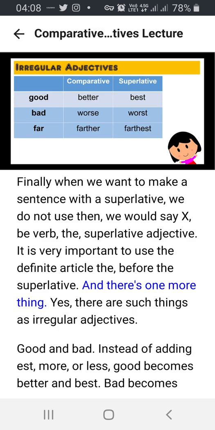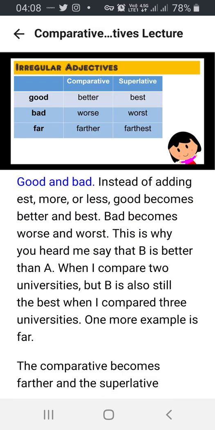Oh, and there's one more thing. Yes, there are such things as irregular adjectives, good and bad. Instead of adding ER, EST, more or less, good becomes better and best. Bad becomes worse and worst.